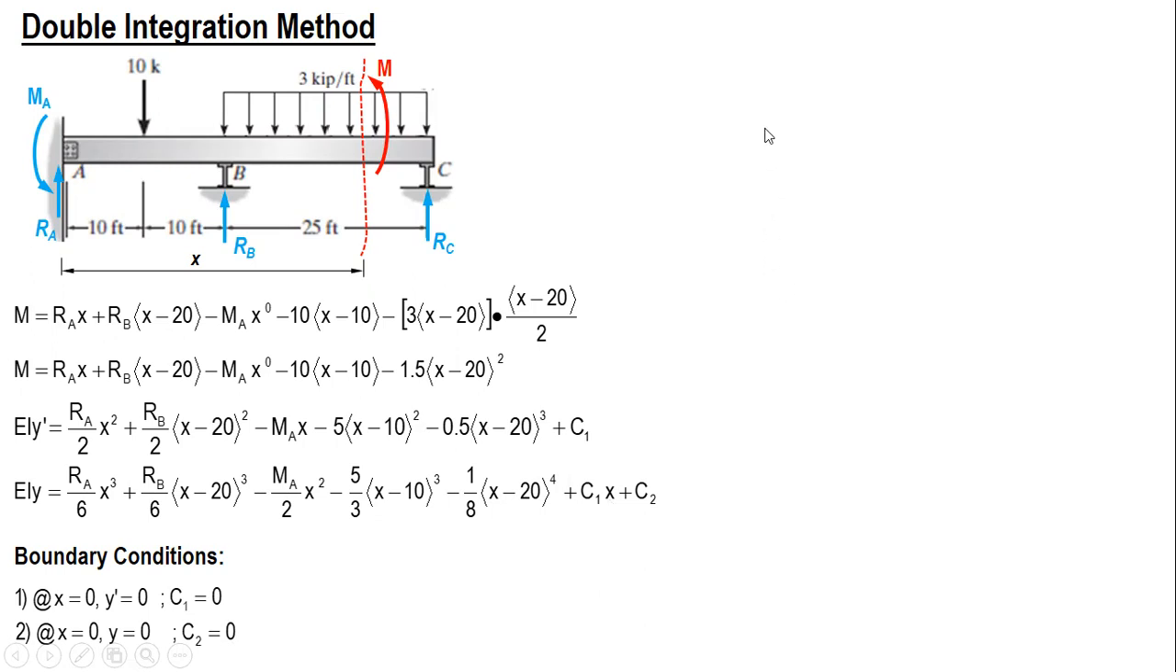Now, we use the third boundary condition at B. So at support B, at x equal to 20, the deflection is 0. So this is the equation. 0, 20, 0, 20, okay, 20 minus 10, okay, 20 minus 20, 0. So we have this one: RA over 6, 20 cube, minus MA over 2, 20 square, and then this one, minus 5/3, 20 minus 10, that's 10 cube.